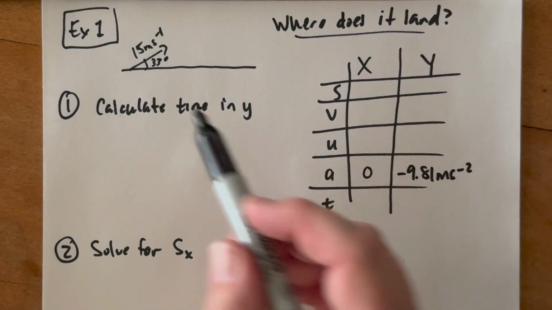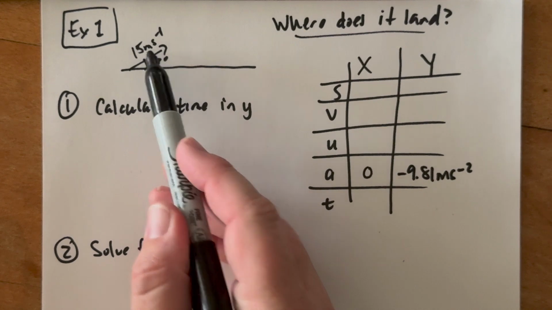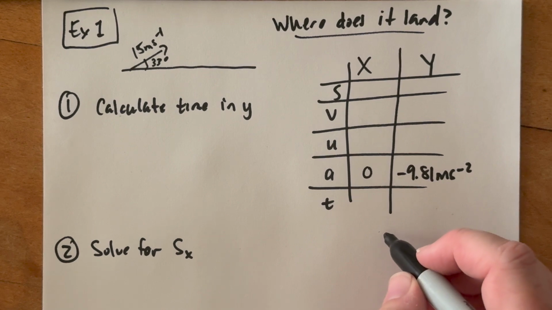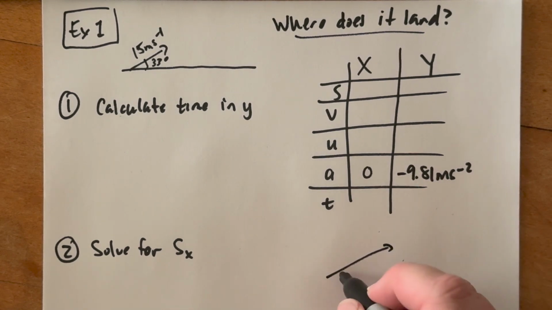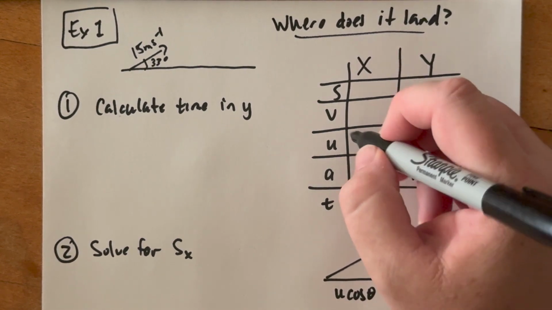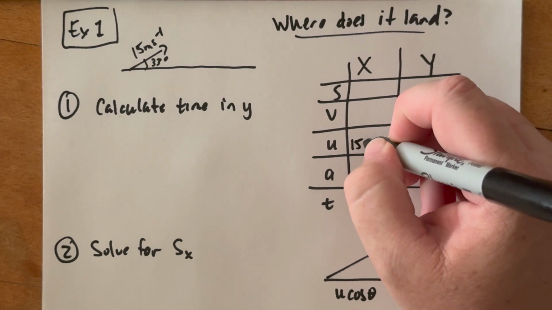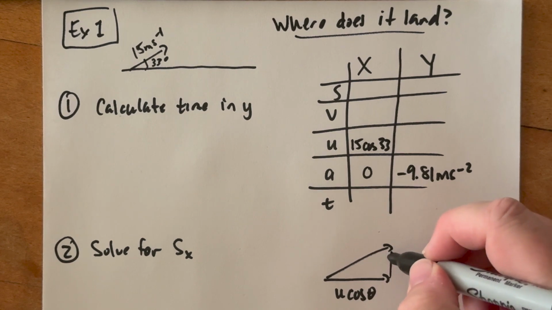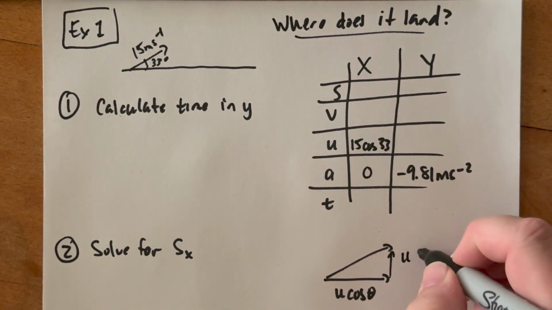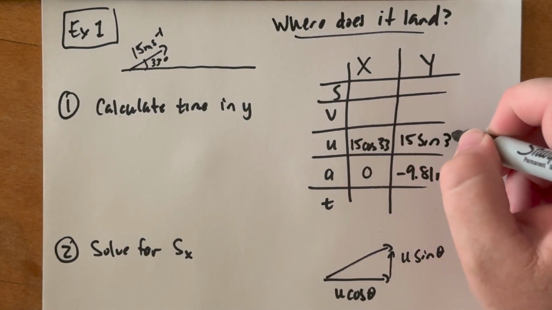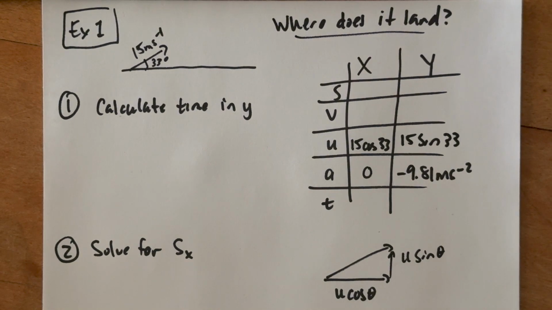In this situation, we're given our initial velocity of u, and we know our angle. When we set this up in our XY, in the X direction we have u cosine theta, so we'll have 15 cosine of 33. And in our Y direction, what's going up and down, we have u sine theta, so we have 15 sine of 33.